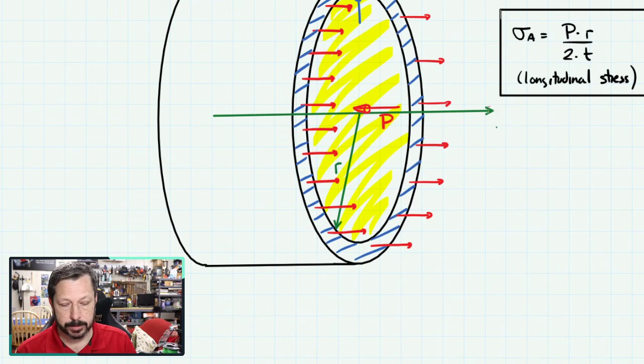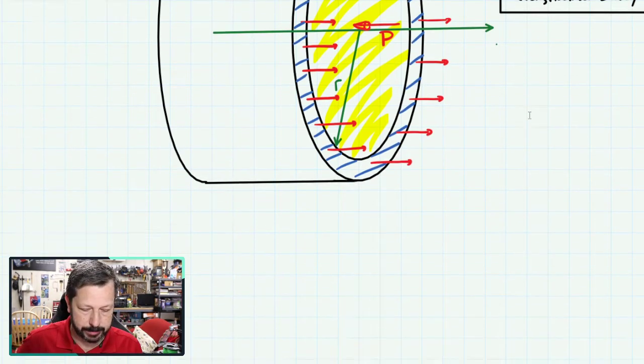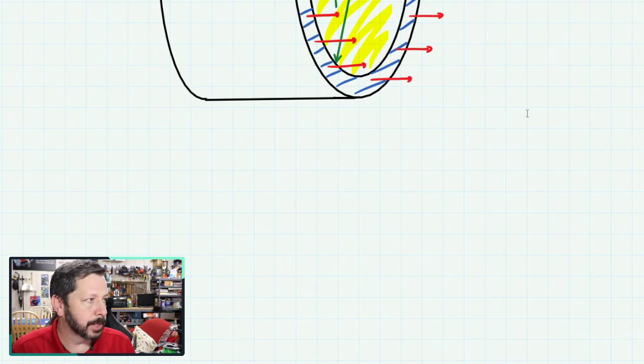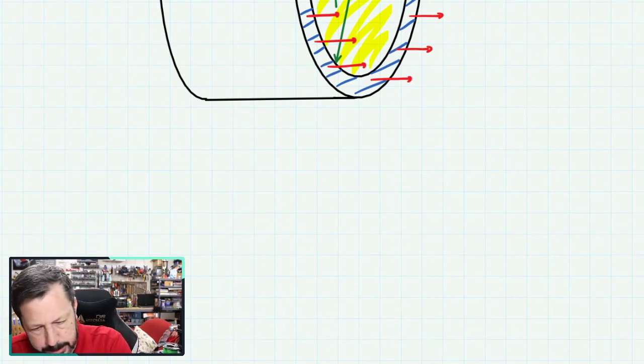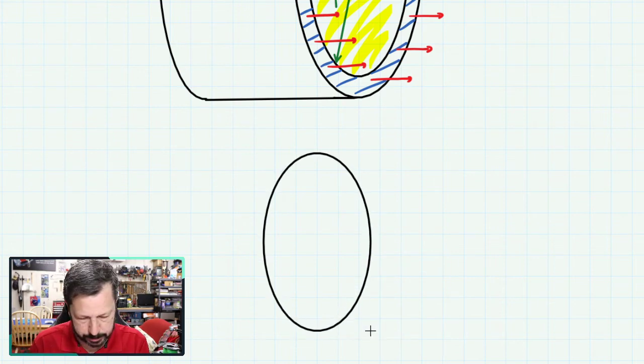So how you would get to the hoop stress is you take your cylinder and you slice it. Actually, you slice it on a plane here, kind of like this axis, this longitudinal axis that I drew. So you slice through the long direction of it. So you would end up with something. Well, let's see if we can draw this.